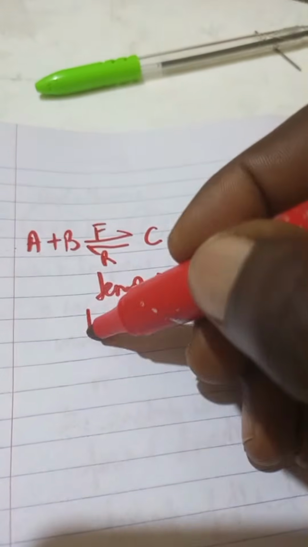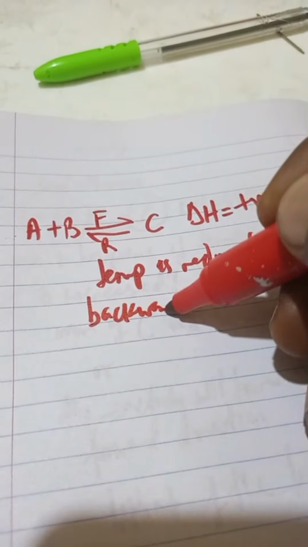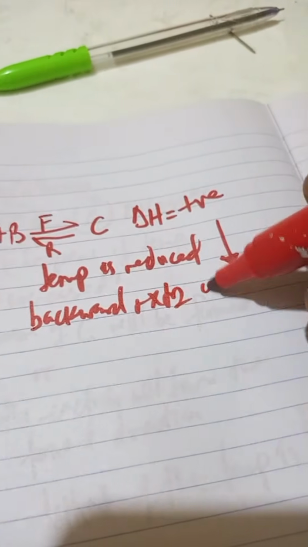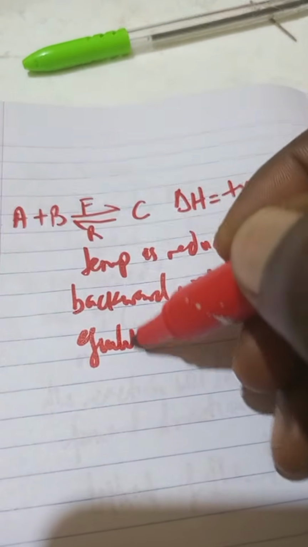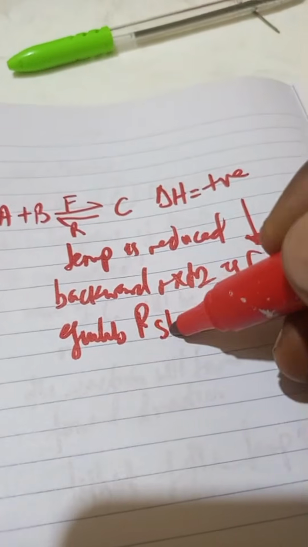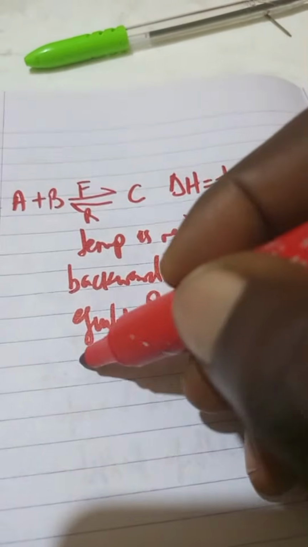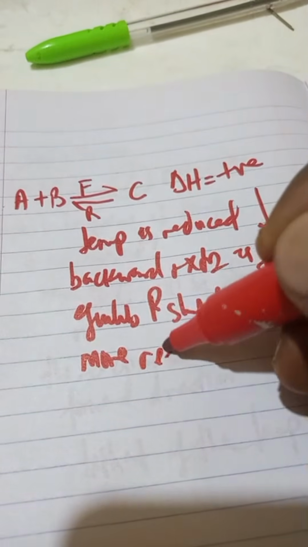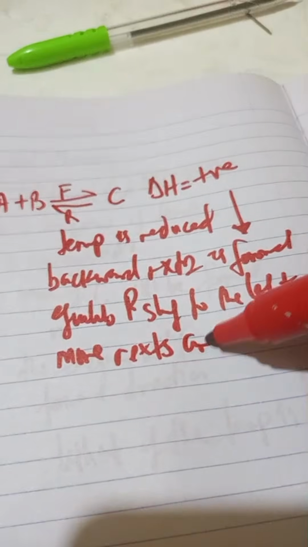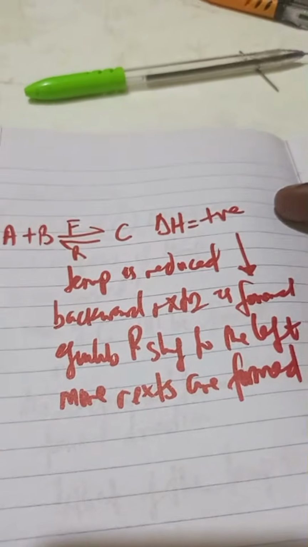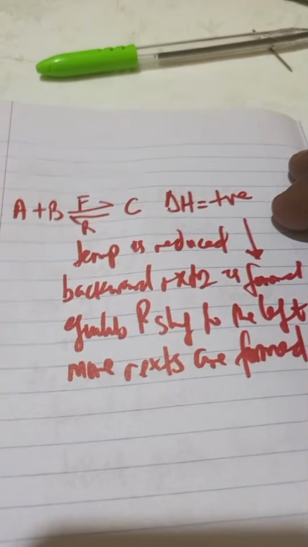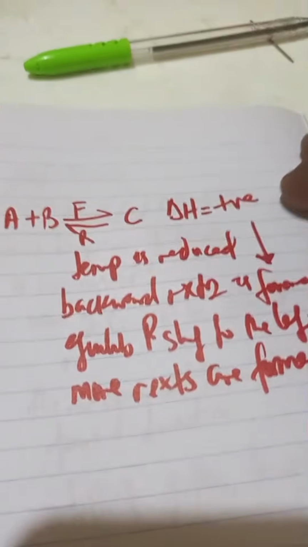So you can say the backward reaction is favored. Or you can say equilibrium position shifts to the left. Or you can say more reactants are formed. Anyone you want to use, all of them are correct. You can also say the reverse direction is favored. So I hope you understand. That is about endothermic reaction and temperature.